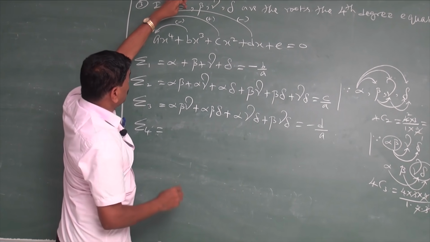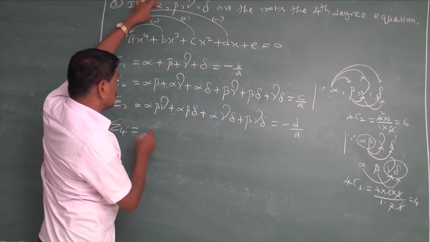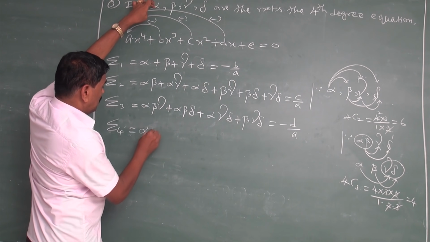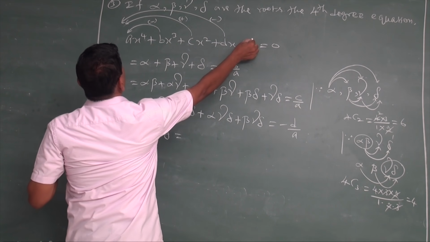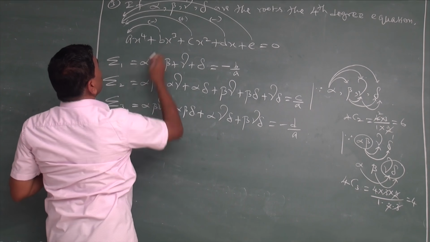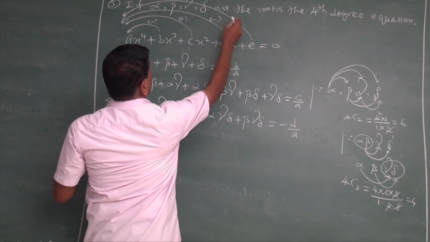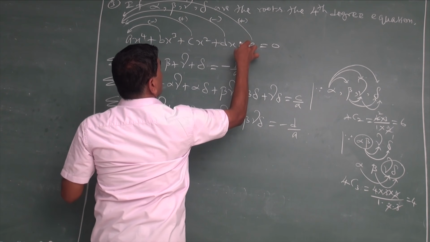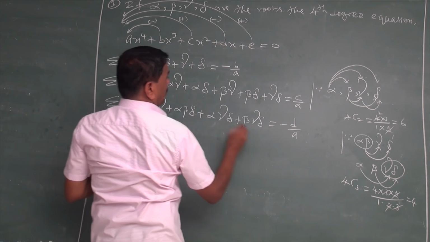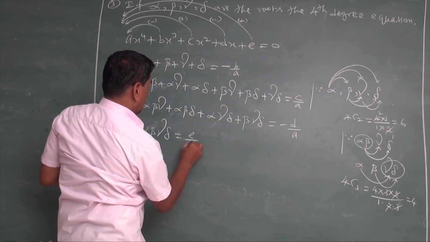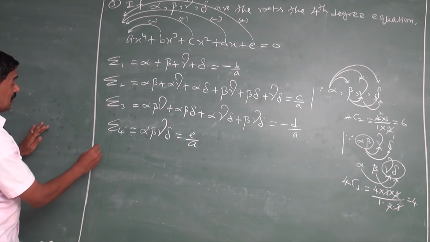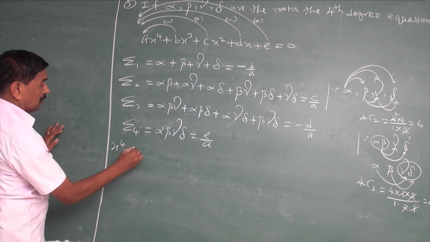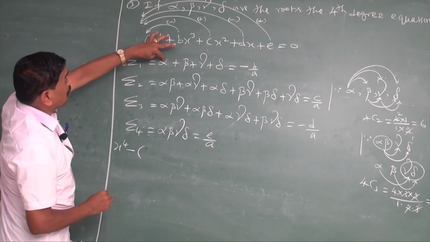Four at a time means alpha into beta into gamma into delta, that is alpha beta gamma delta, which is equal to e by a. Here the signs are minus, plus, minus, plus, so the product of roots taken four at a time is plus e by a. That's all.